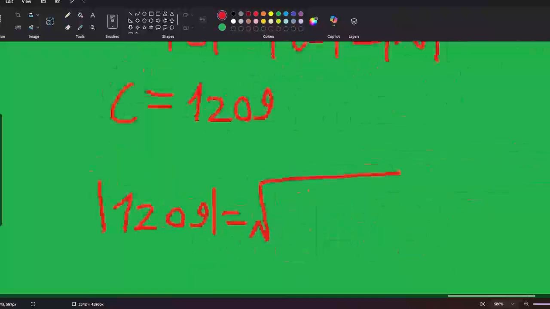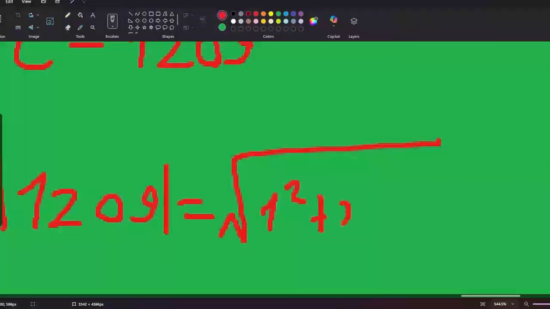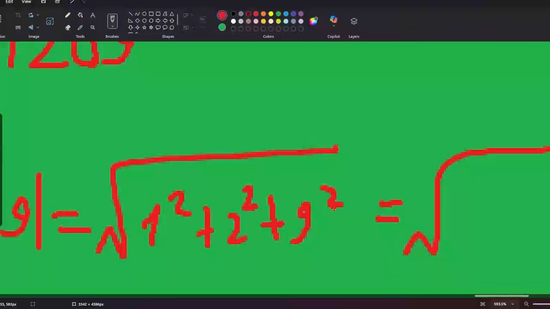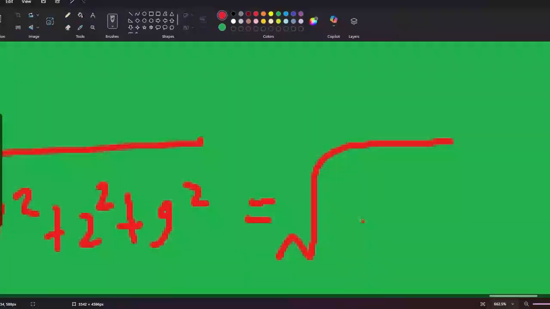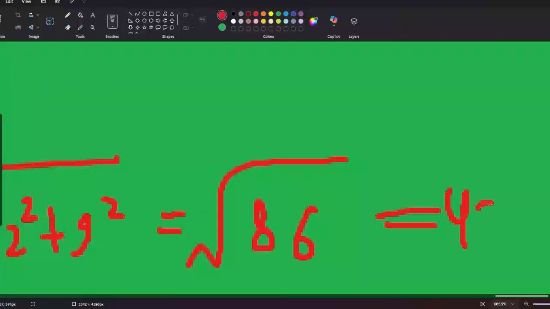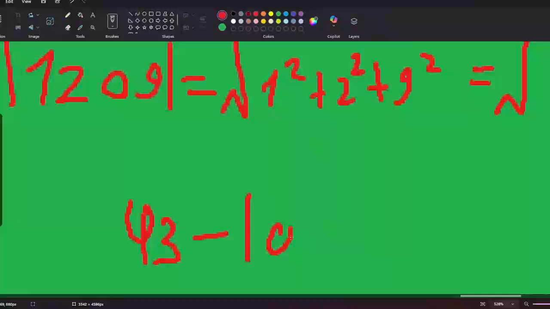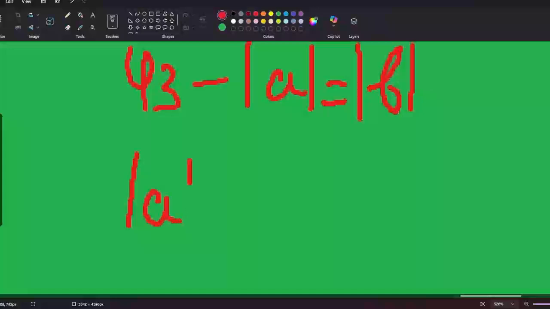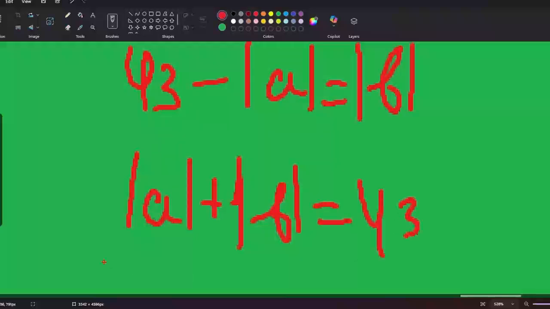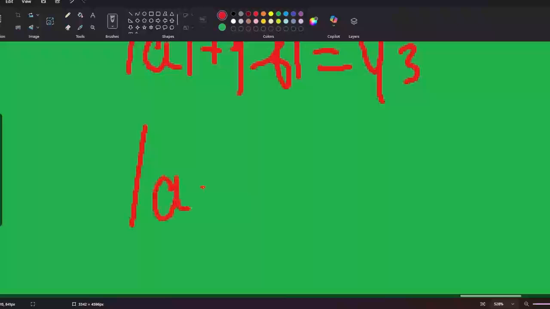It's gonna be the square root of 1 squared plus 2 squared plus 9 squared. Gonna be square root of 86, I think, which is gonna be just 43. So what we have here is 43 minus the absolute value of A equals the absolute value of B, and the sum of absolute value of A plus absolute value of B is equal to 43. Now we'll just column them in together. Absolute value of the sum A and B equals 43.